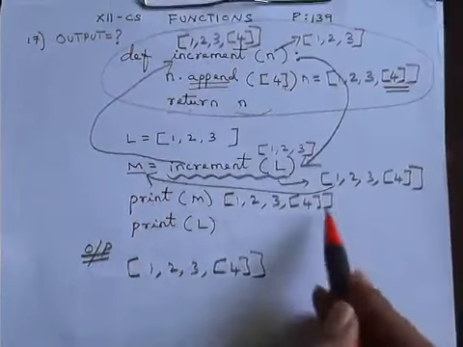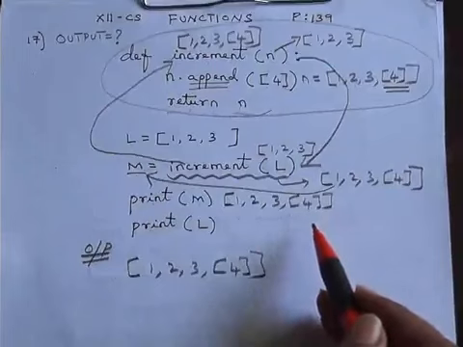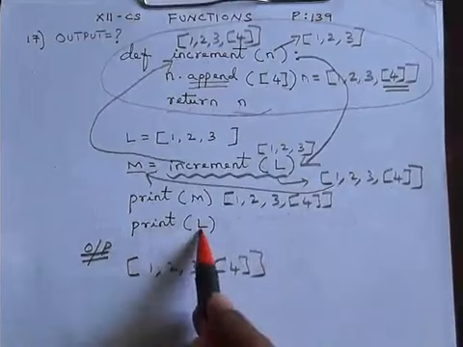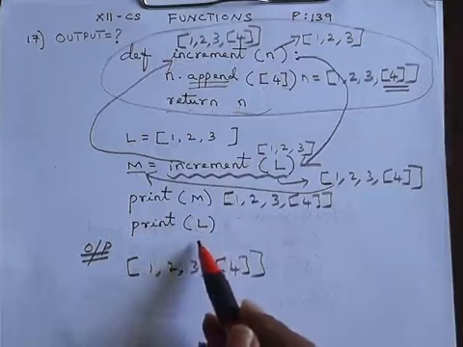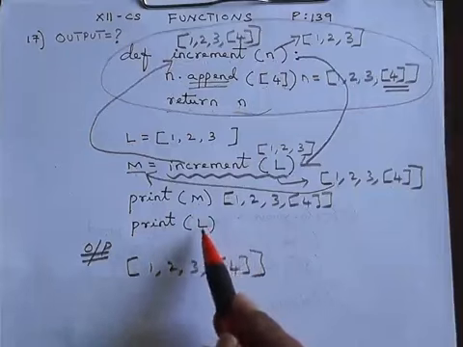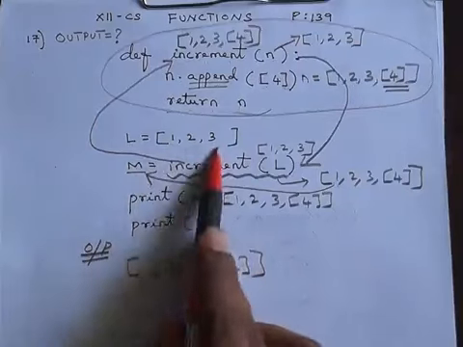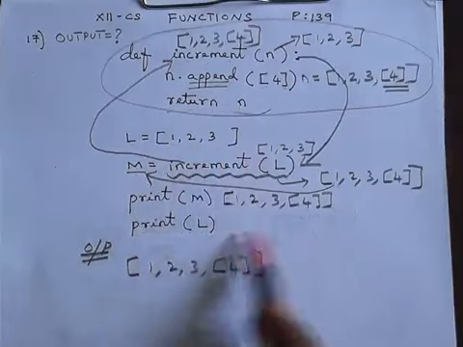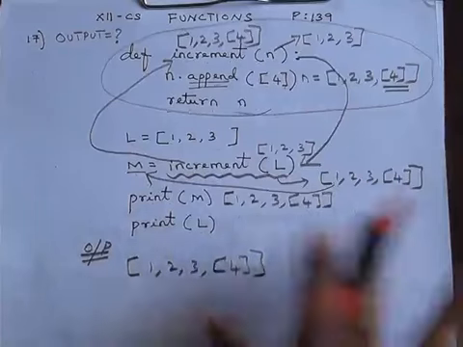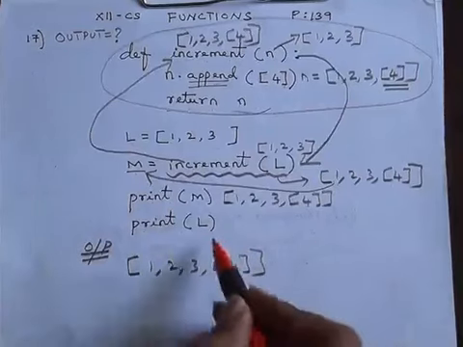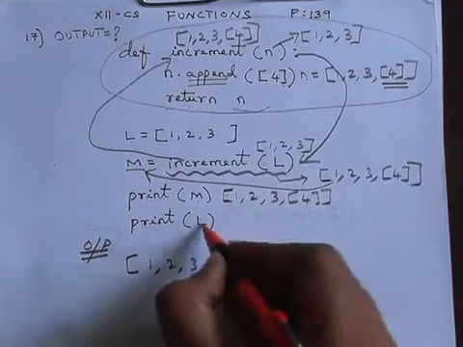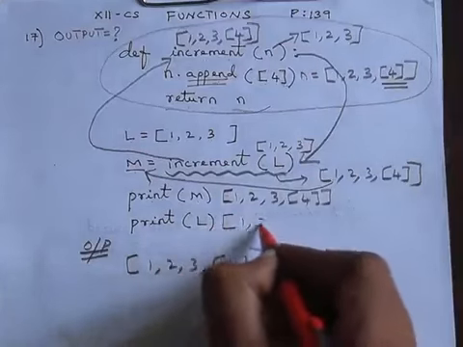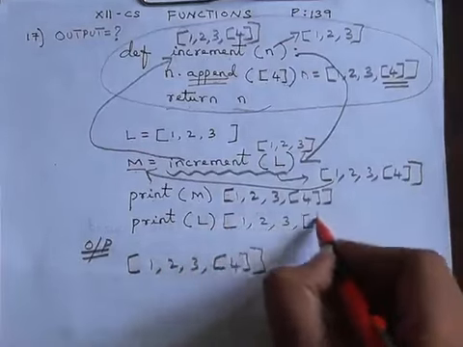Okay? So up to now what we saw is very normal. Here only the twist comes. What is this? Print L. What is the value of L? Usually you will say, very simple, sir, it is 1, 2, 3. If you write 1, 2, 3 as a list, it is completely wrong. This L will print 1, 2, 3, list 4.